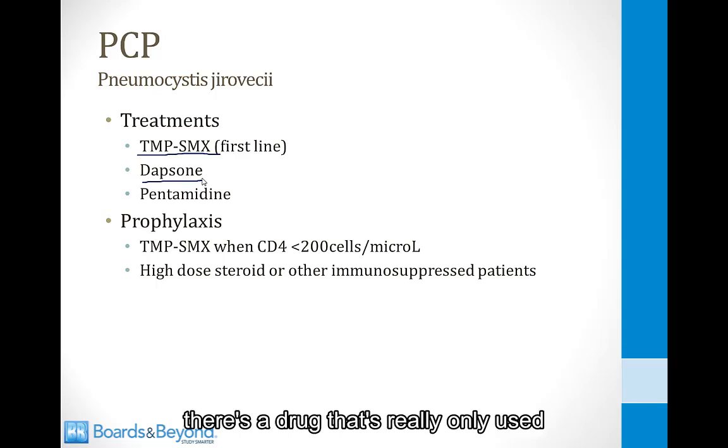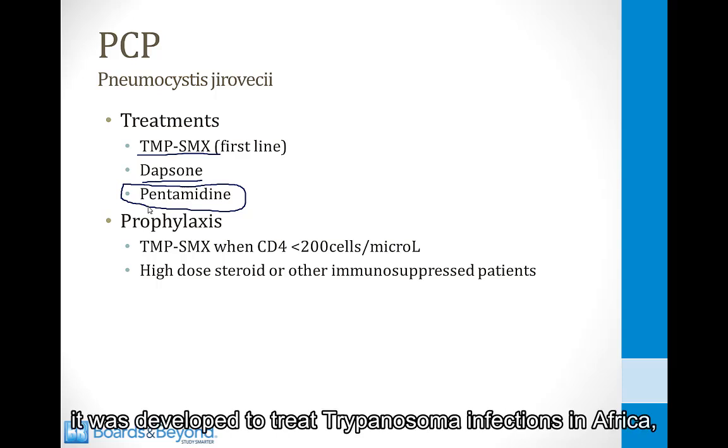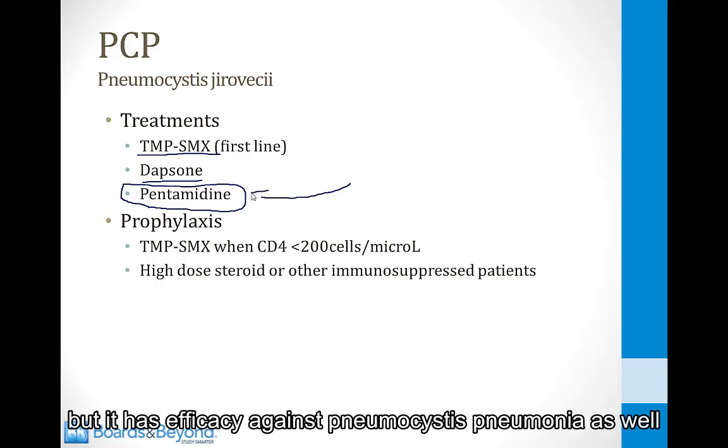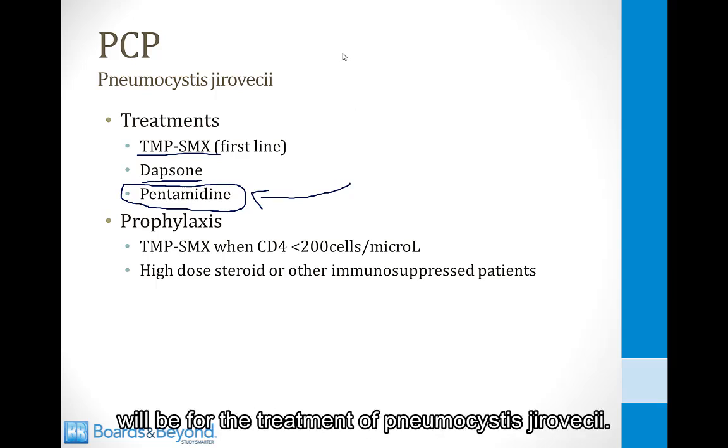And then finally, there's a drug that's really only used in this situation, pentamidine. It can be used inhaled in addition to through other methods, and its mechanism is not entirely clear. It was developed to treat trypanosome infections in Africa, but it has efficacy against Pneumocystis pneumonia as well. And this is probably the only time you'll ever be asked about pentamidine in a step 1 question, for the treatment of Pneumocystis jirovecii.